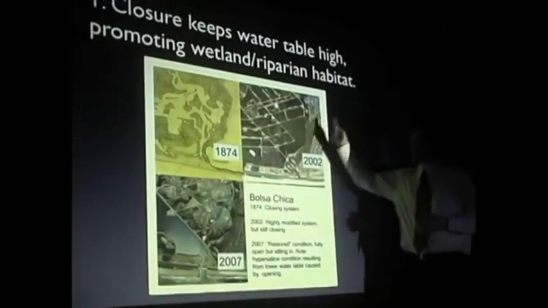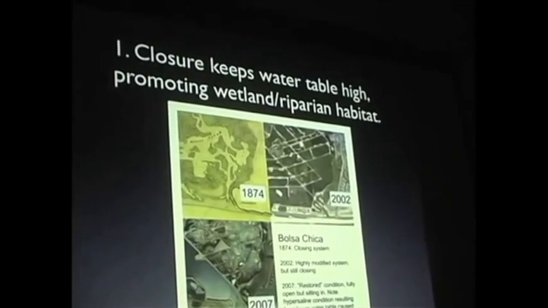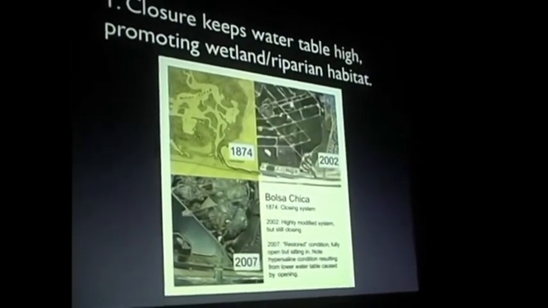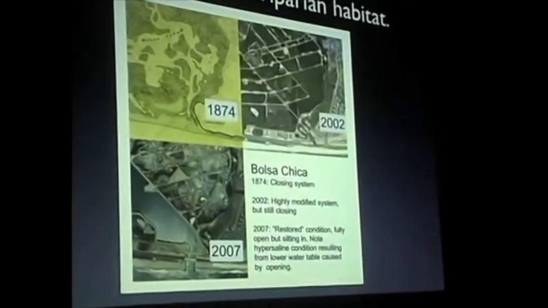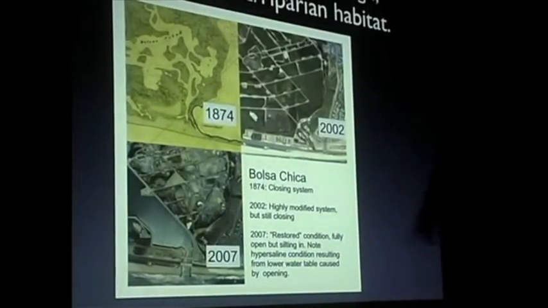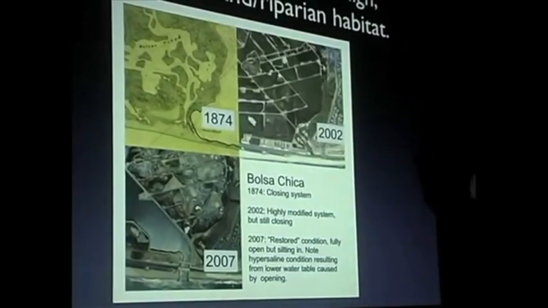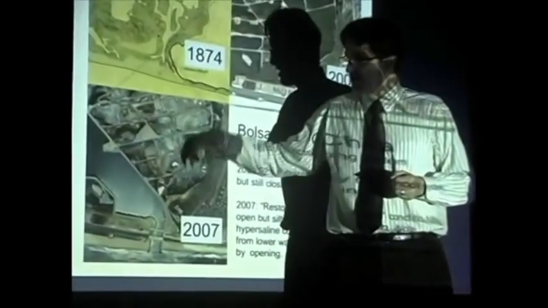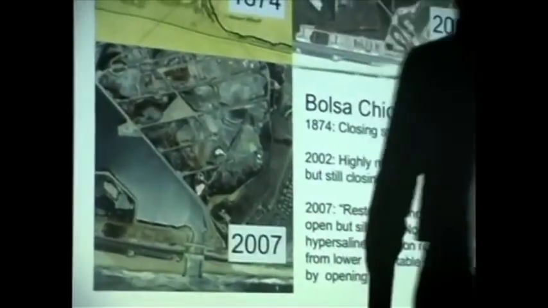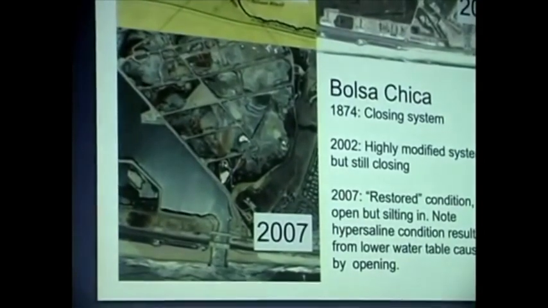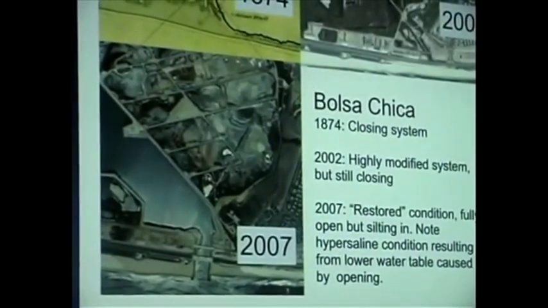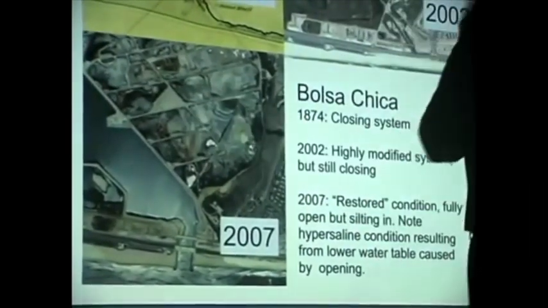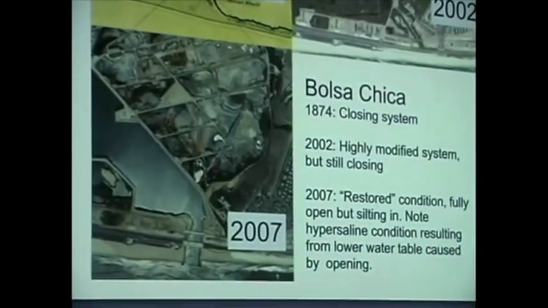First, closure keeps the water table high, and any kind of closure, these various types of closure, promotes wetland and riparian habitat upstream and on the inland side of those estuaries. And you can see what happened when we did Bolsa Chica. This area in here used to have a higher water table. Once they put in the full tidal opening to restore Bolsa Chica, those water tables started going down. Now they've continued, there's a more recent picture, and they've started putting tidal water into there. But I'll leave it right there for a moment. We'll get back to that.